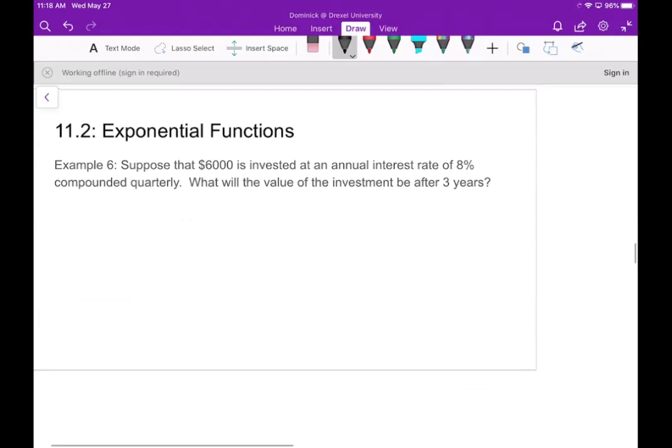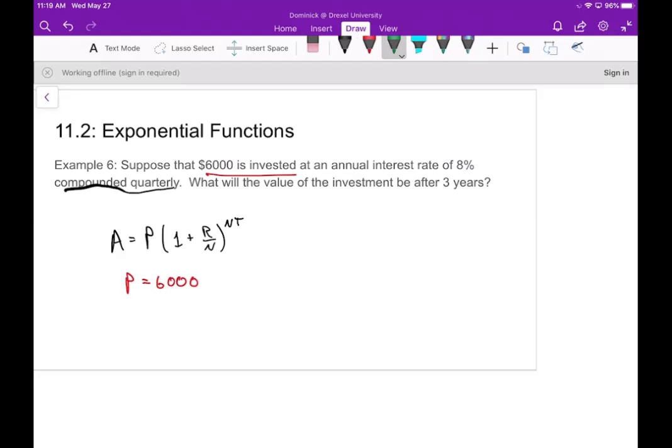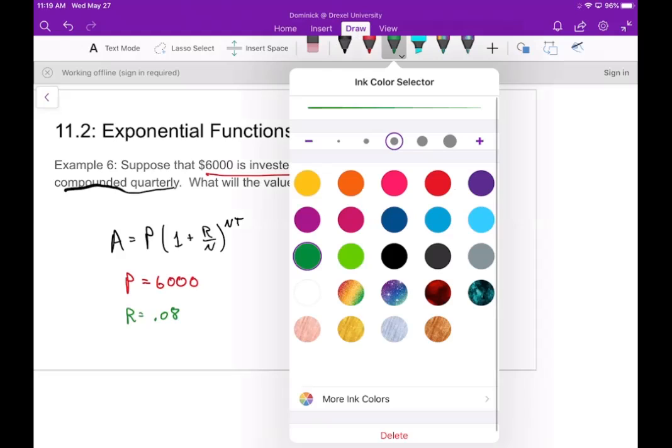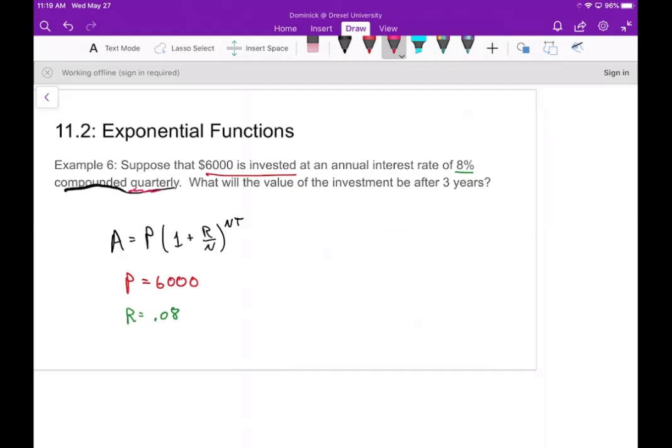So we're supposing that $6,000 is invested at an annual interest rate of 8% compounded quarterly. And we want to know what will the value of the investment be in 3 years, right? Since we're compounding quarterly, that means that we're looking at a compound interest problem. So now we want to fill out as much as we can and then solve for what we don't have, right? Well, 6,000 is invested, so that's P. Then we have an annual interest rate of 8%, so that's R is 0.08, and it's compounded quarterly. So if it's compounded quarterly, that means it's 4 times per year, so N is 4. And then, of course, we want to know what's the value of the investment after 3 years. So that's T is equal to 3.